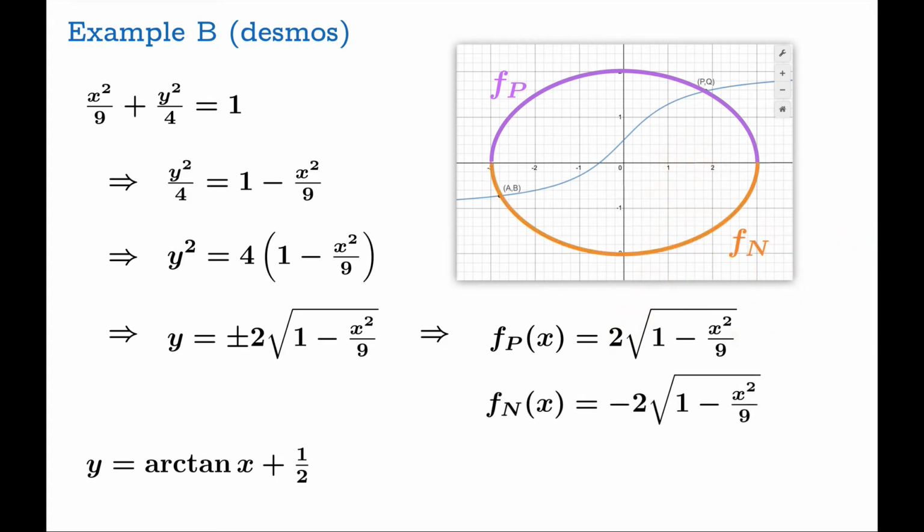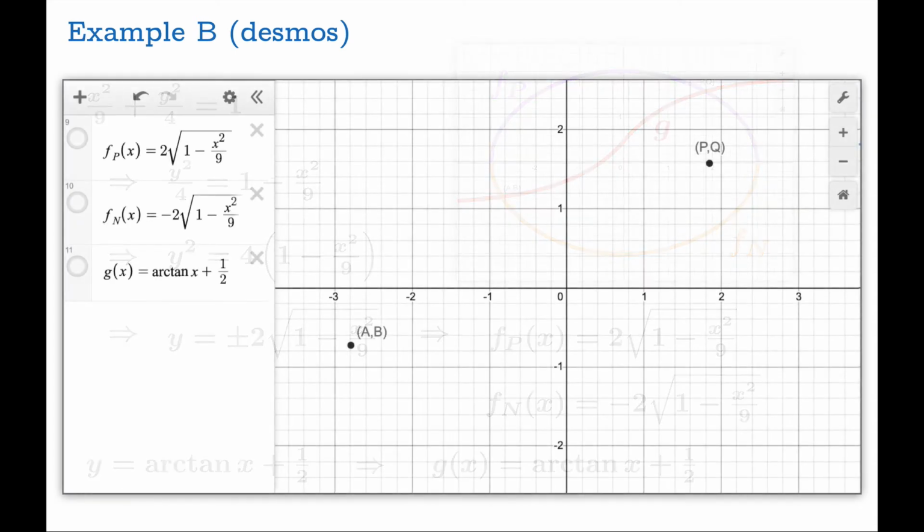And then we will define another function, f sub n, the negative root, and this graph here constitutes the bottom of our ellipse. And of course, y equals arctan x plus 1/2 is already solved for y in terms of x, so we'll let g of x simply be our function arctan x plus 1/2. So here are the graphs of our three functions that we need to navigate this problem, and we'll go back into Desmos and we'll just double check.